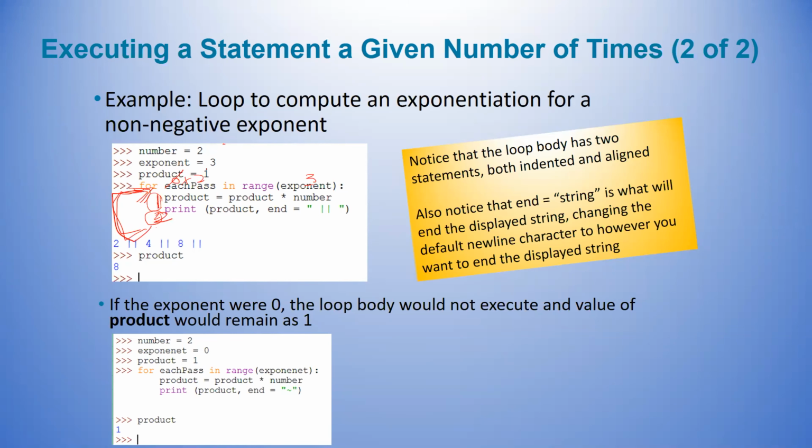Now each pass is 3. It sees, oh, 3 is 3. We cannot continue. Let's get out. It will get out and go to the next statement. That's how a loop works. Okay, any questions?